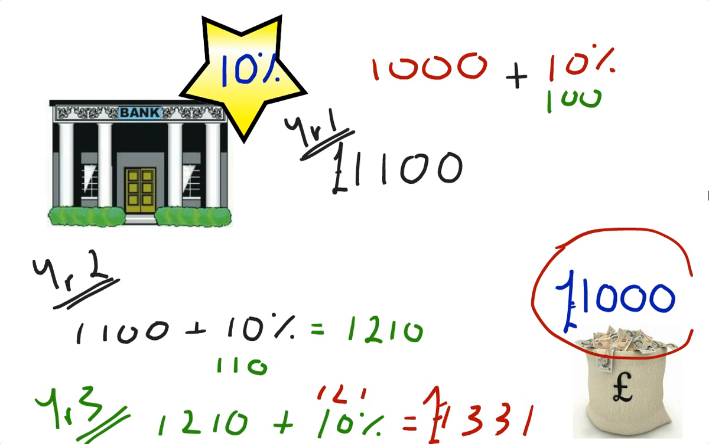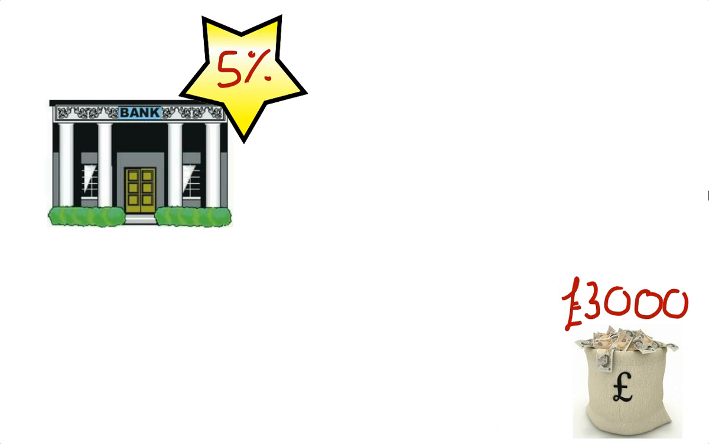Now, the question I want to ask you is, how much money would I have in the bank after 3 years if I started with £3,000 and I was getting 5% interest each year? Remember to pause the video and rewind to help you at any time.